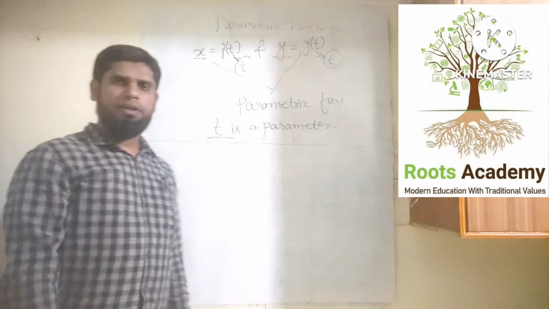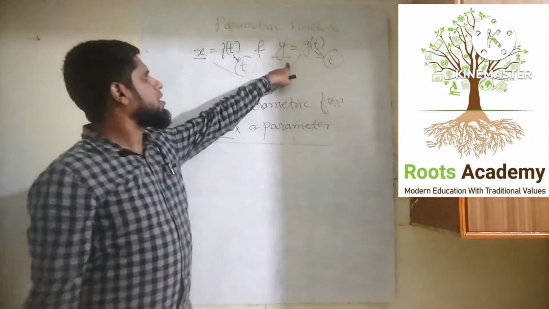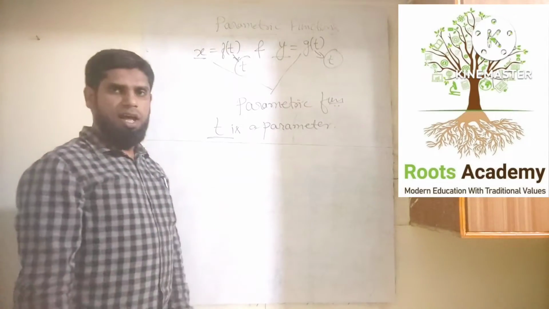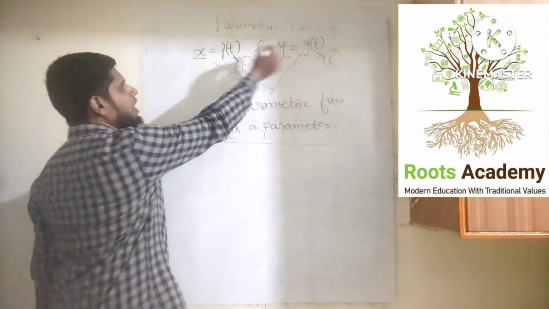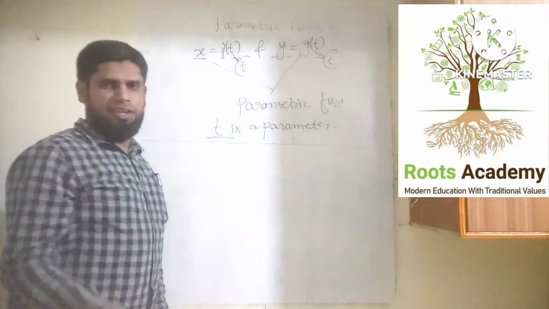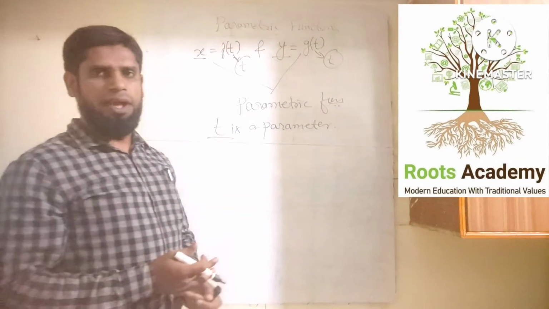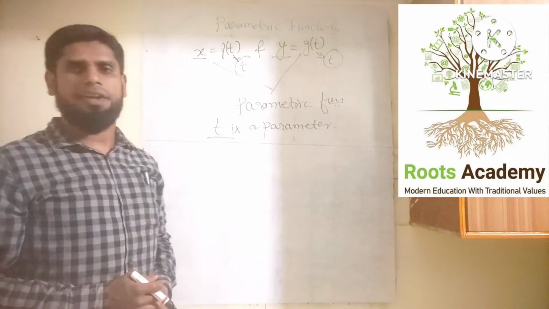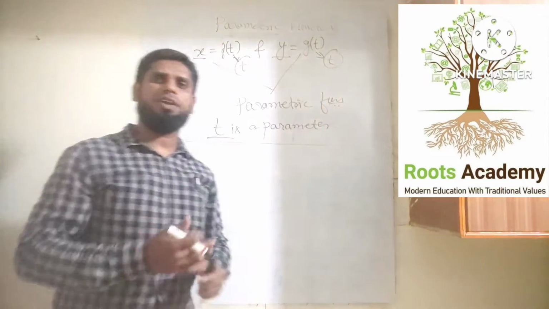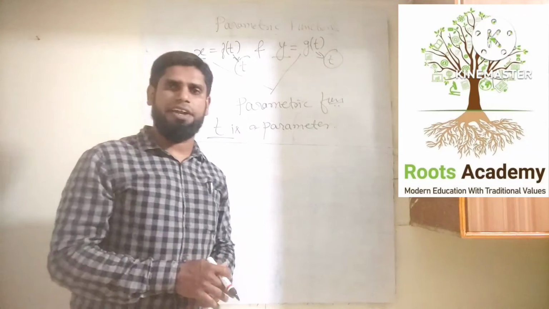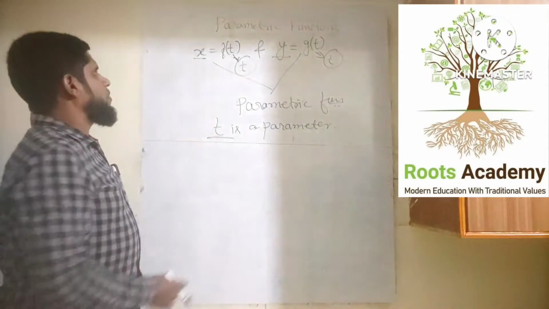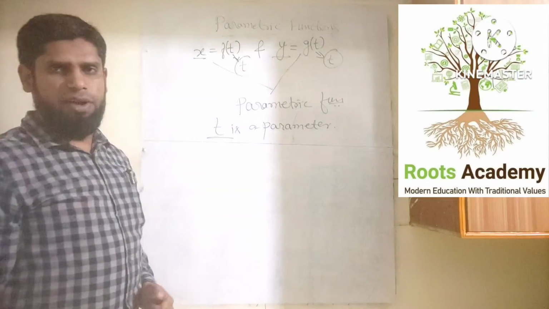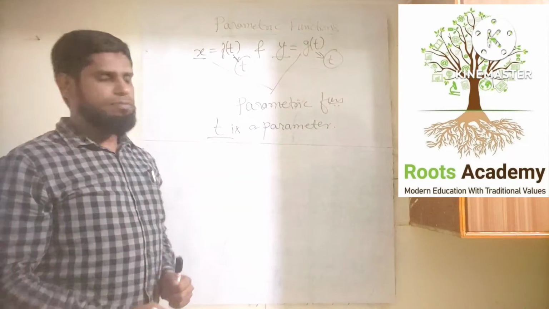So whenever we see these kinds of functions, we declare them as parametric functions, and it is not necessary that it should always be t. Sometimes we take t as a time variable, and at other times we take theta. If it is a trigonometric function, in general we take theta. Whatever variable the two functions depend on is called the parameter.